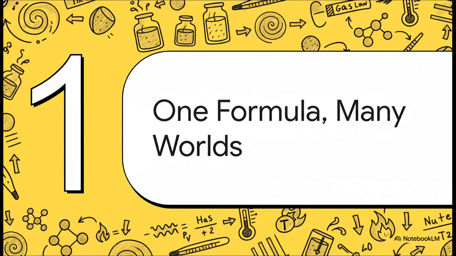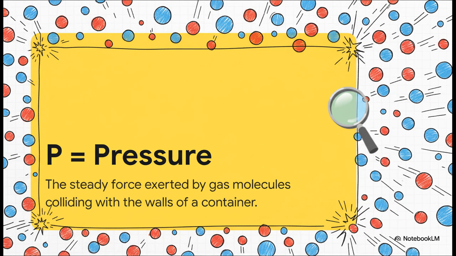Okay, so to really understand the whole equation, we first need to meet the individual players. Each letter represents a core property of a gas, and the real magic is in how they all relate to each other. So let's start with P for pressure. What is it really? Just imagine billions and billions of microscopic gas molecules zipping around like crazy inside a box. Pressure is simply the grand total of all those molecules constantly smacking into the walls of the container. It's pure chaos, but when you zoom out, it creates this steady, measurable force we call pressure.